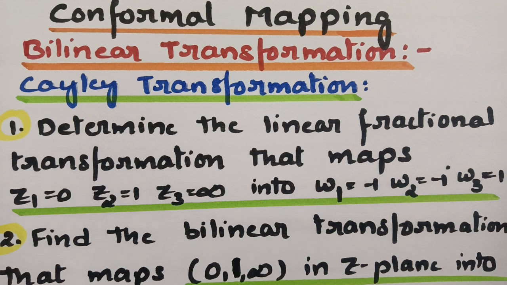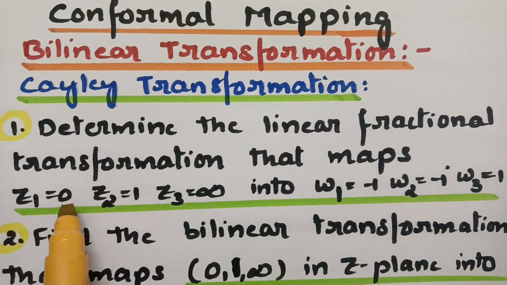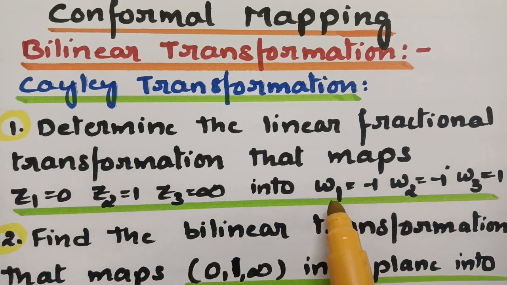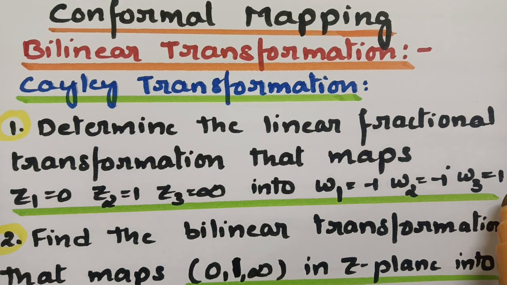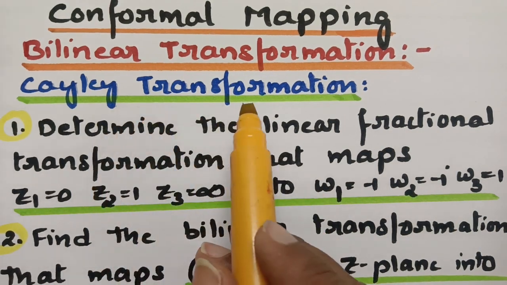Please keep this in mind and move on to today's topic, that is conformal transformation or conformal mapping. Today we are going to solve problems related to bilinear transformation. The first question is: determine the linear fractional transformation that maps z1 = 0, z2 = 1 and z3 = infinity into w1 = -1, w2 = -i and w3 = 1. This transformation is called the Cayley transformation.